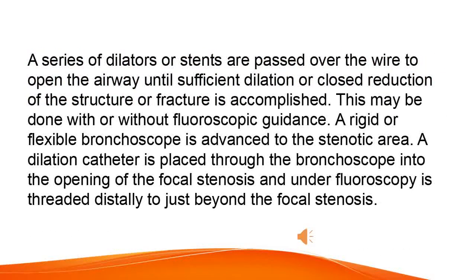A series of dilators or stents are passed over the wire to open the airway until sufficient dilation or closed reduction of the stricture or fracture is accomplished. This may be done with or without fluoroscopic guidance. A rigid or flexible bronchoscope is advanced to the stenotic area. A dilation catheter is placed through the bronchoscope into the opening of the focal stenosis and under fluoroscopy is threaded distally to just beyond the focal stenosis.